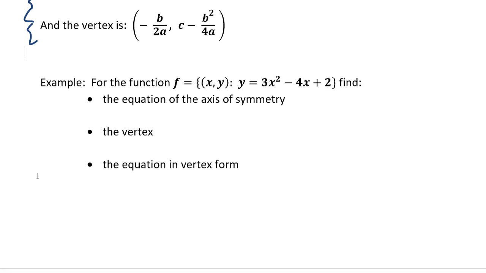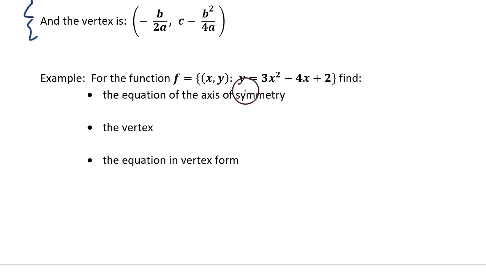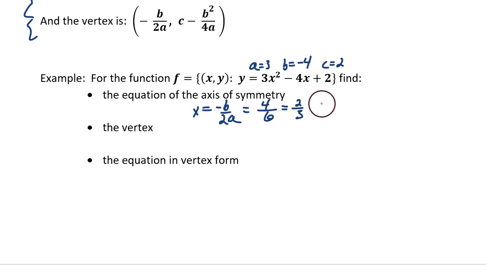Let's try an example. For the function with this equation, find the axis, vertex, and the equation in vertex form. a is equal to 3, b is equal to negative 4, and c is equal to positive 2. The equation of the axis of symmetry is x equals negative b over 2a. The negative of b is 4, and 2 times a is 6. And this reduces to 2/3. So the axis of symmetry has the equation x equals 2/3.